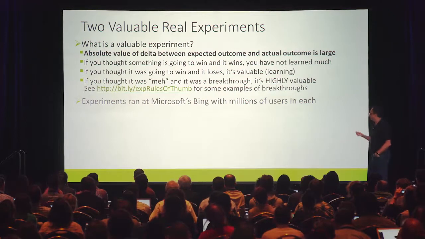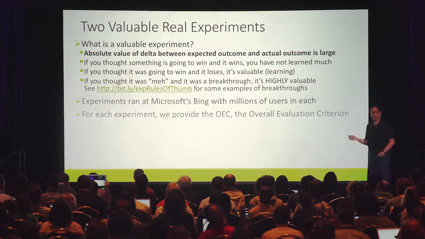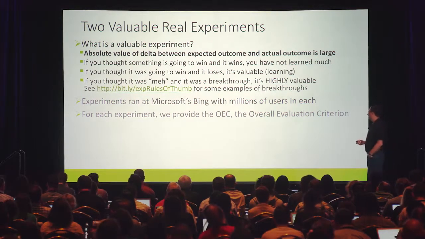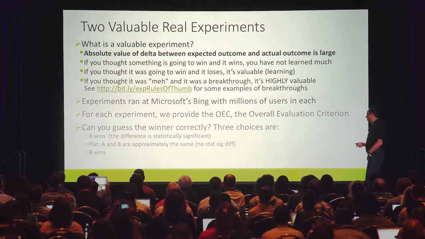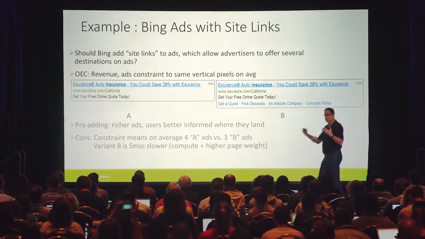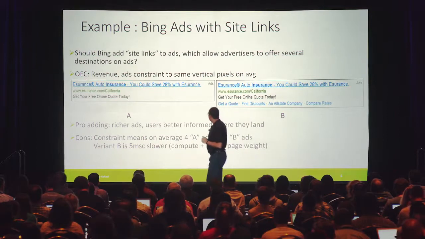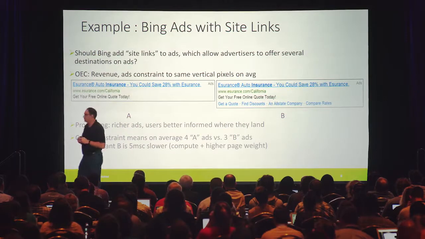So I'll give you two examples. They ran at Microsoft Bing, each had millions of users. I'll talk about the OEC, the overall evaluation criteria, and this is how you decide if A is better than B or B is better than A or flat. And then, as usual, you can see if A wins or it's flat or if B wins. So here's a good example. In advance, I'll tell you that it was very valuable. Okay, so the question was, should Bing add site links to ads?